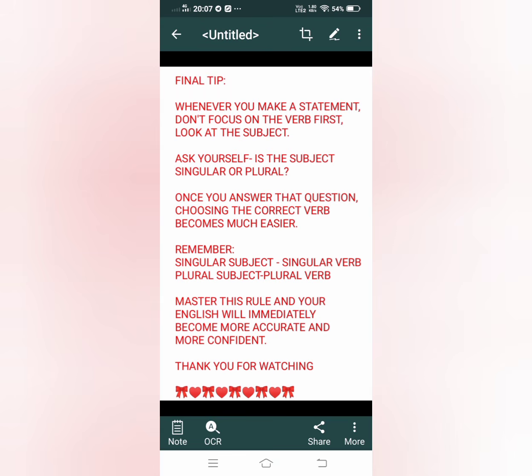Final tip. Whenever you make a sentence or statement, don't focus on the verb first. Look at the subject. Ask yourself, is the subject singular or plural? Once you answer that question, choosing the correct verb becomes much easier. Remember, singular subject, singular verb; plural subject, plural verb. Master this rule, and your English will immediately become more accurate and more confident.